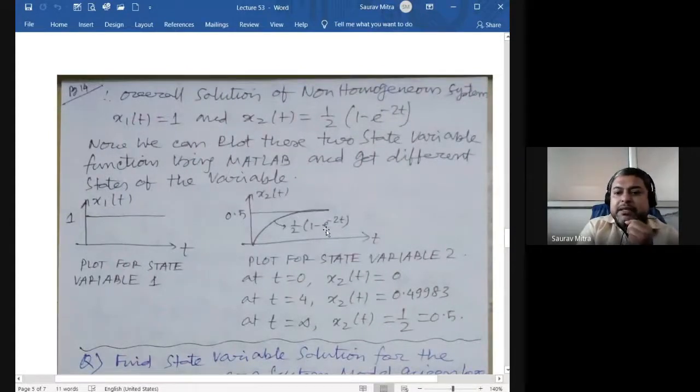So half into 1 minus e raised to minus 2t. It's an increasing kind of graph. Okay, it starts at t is equal to 0, because at t is equal to 0, e raised to minus 2t will be 1, that is e raised to 0 is equal to 1. So at t is equal to 0, this amplitude is 0. Okay, and at t is equal to infinity, e raised to minus 2t is 0. That means half into 1 minus 0, that means half, that means 0.5.